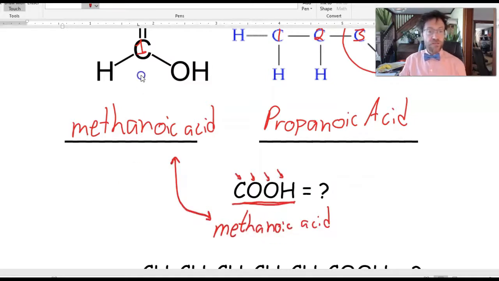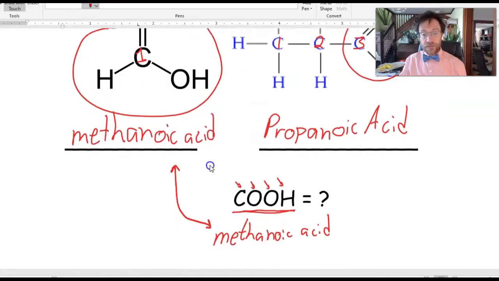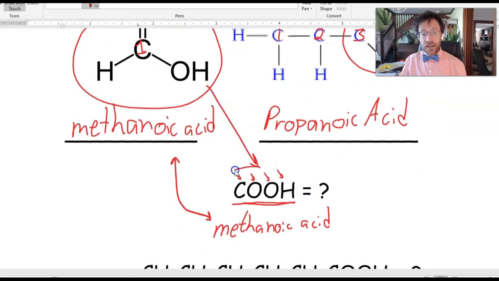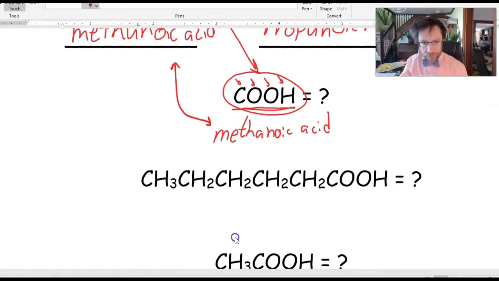Right? So this is the difference between your structural formula and your condensed structural formula. Same thing, just presented to you differently. All right. Actually, this shouldn't be too bad.